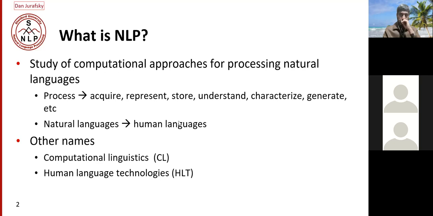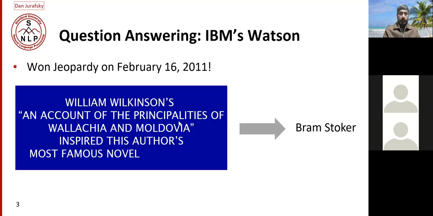So let's look at some applications. And these applications are, you can say, now widely available. One is question answering. So NLP can do question answering, or question answering is a key task in NLP. And the example that is shown in this slide is the IBM Watson system, which is basically a computer-based system that won Jeopardy. Jeopardy is a quiz competition way back in 2011.